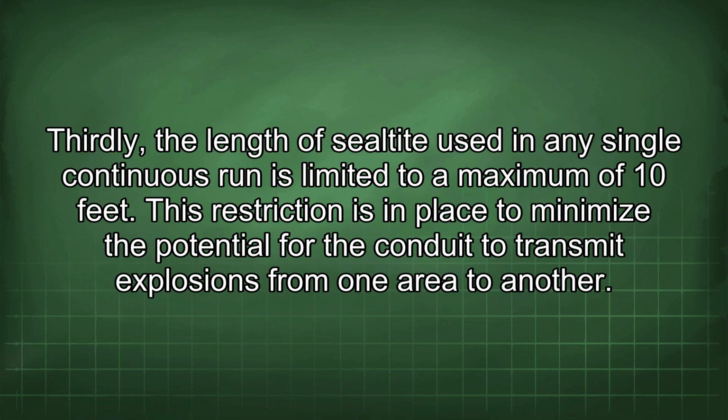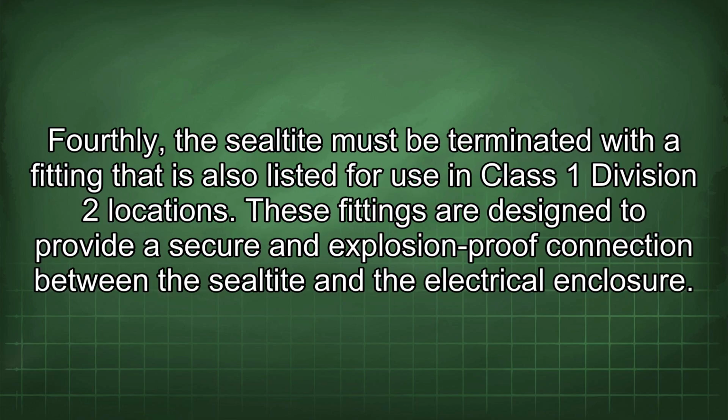Thirdly, the length of Sealtite used in any single continuous run is limited to a maximum of 10 feet. This restriction is in place to minimize the potential for the conduit to transmit explosions from one area to another. Fourthly, the Sealtite must be terminated with a fitting that is also listed for use in Class 1 Division 2 locations. These fittings are designed to provide a secure and explosion-proof connection between the Sealtite and the electrical enclosure.